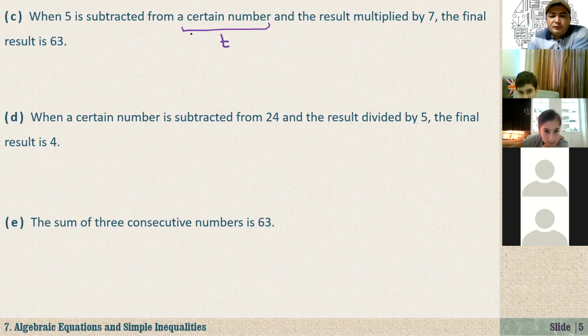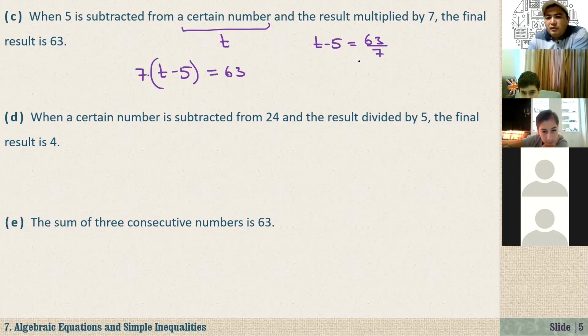So when 5 is subtracted from T, that is T minus 5. And the result is multiplied by 7, and the final answer is 63. Now, how do you solve this? T minus 5 is equal to 63 divided by 7. I just divided both sides by 7. And what is T? If I add 5 to both sides, 63 over 7 is 9, plus 5, that's equal to 14. Rahim, read question D.